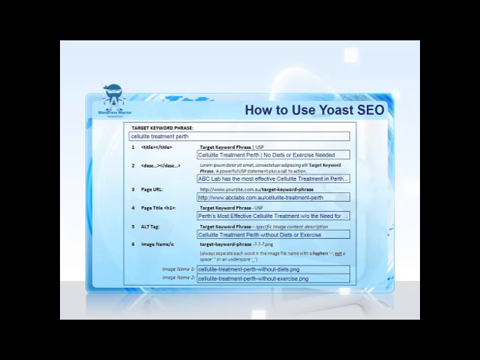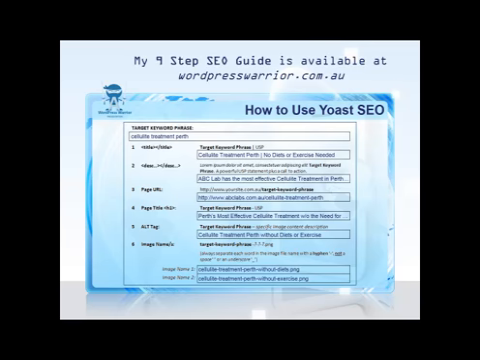Now, an important aspect of your business website is the search engine optimization. And in the classes that I teach around Perth, I use a worksheet that I give out to the participants to guide them through the process of making sure that any key page on their website is properly optimized for Google. And all they have to do is follow through the process, and then they can transfer that into their website. And if you want a copy of that worksheet, which I call my 9-step SEO guide, then just go to wordpresswarrior.com.au and you can download a copy for yourself.